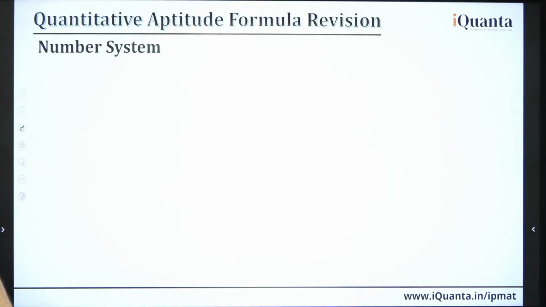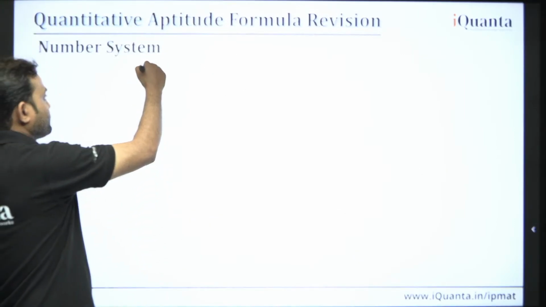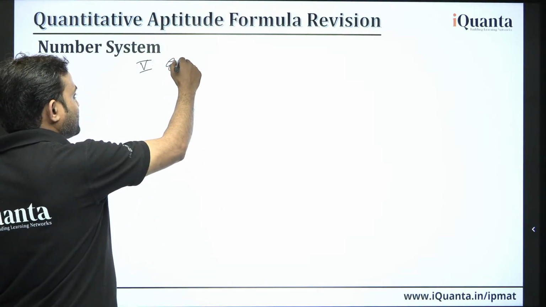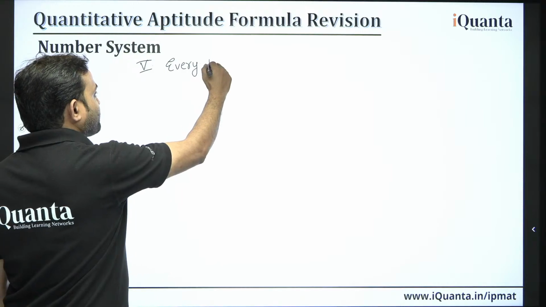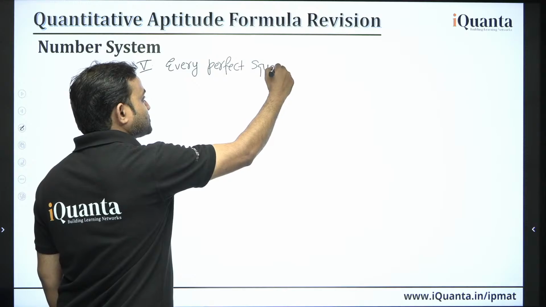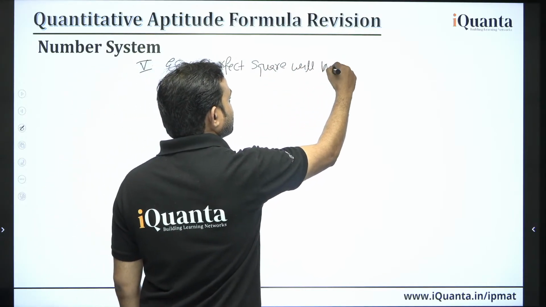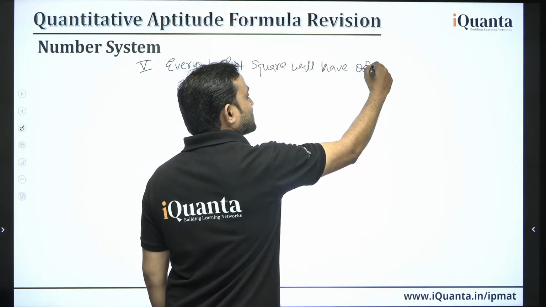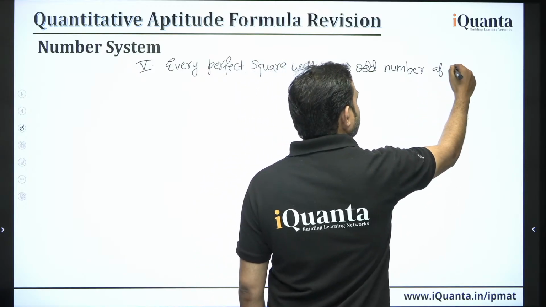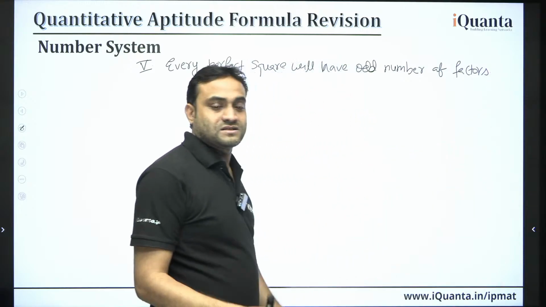All right then. Next point, which is the 5th point. What we can say is that every perfect square will have an odd number of factors. This number of factors will always be odd.